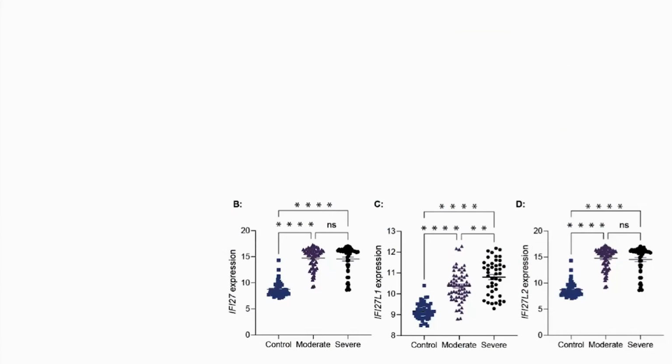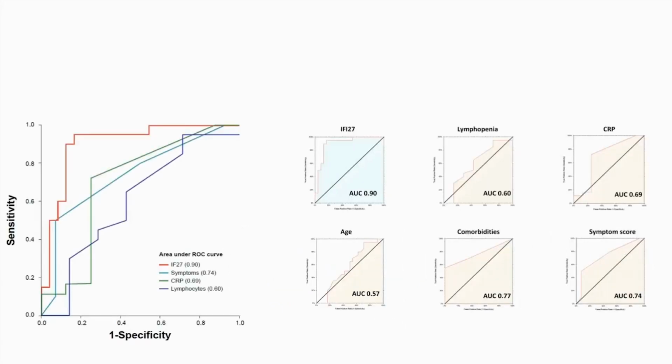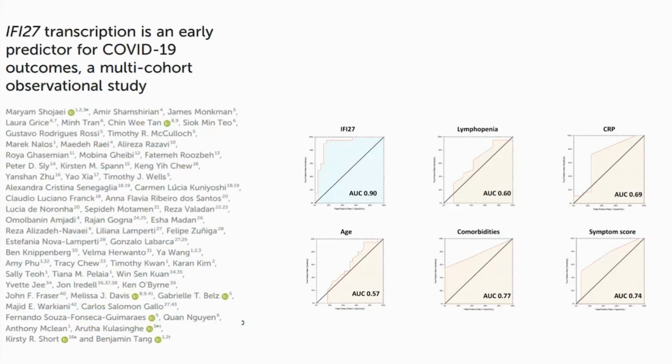And so elevated IFI-27 within the first couple of days of symptom onset was a predictor for worse outcome, ICU or ventilation status, and it outperformed other clinical assessments such as lymphopenia, CRP, age, comorbidities, and symptom scores. So we published this work earlier this year, and the assay is now being developed by a molecular diagnostics company. It shows you how you can go from a tissue-based study into a blood-based study using those signatures.